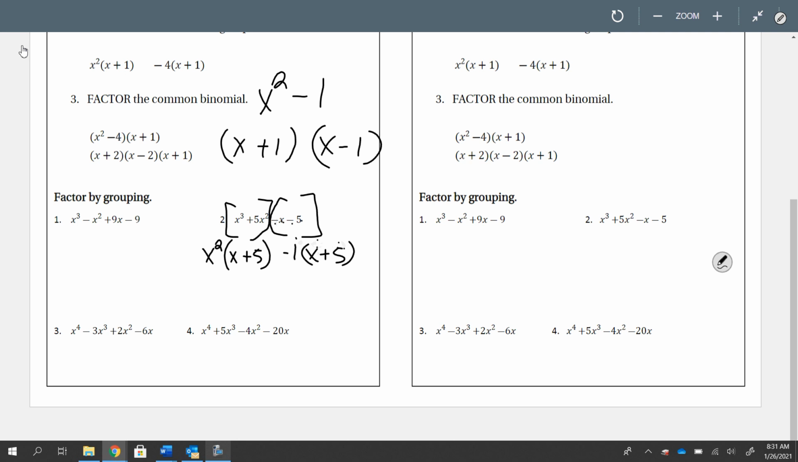So our final answer, when factored out, is x plus 1, x minus 1, and then, of course, the common binomial x plus 5. And we are done.